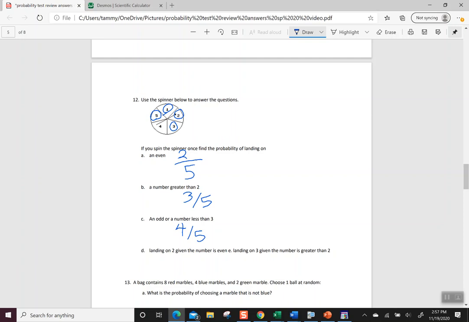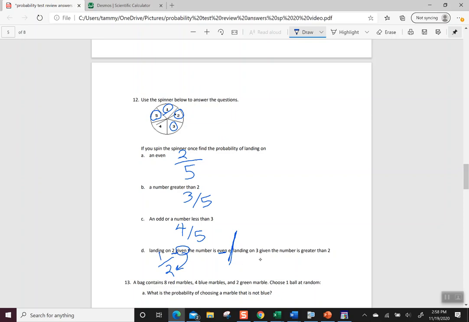And I'm leaving all of these just as fractions. All right. Then it says landing on a 2 given the number is even. And there are 2 questions here, so let's split it. Landing on a 2 given the number is even. Well, remember we said there are 2 even numbers, so the 2 and the 4. Landing on a 2, there's one way to land on a 2, so this is a half. It's really important that when you see this word given, it becomes the denominator.